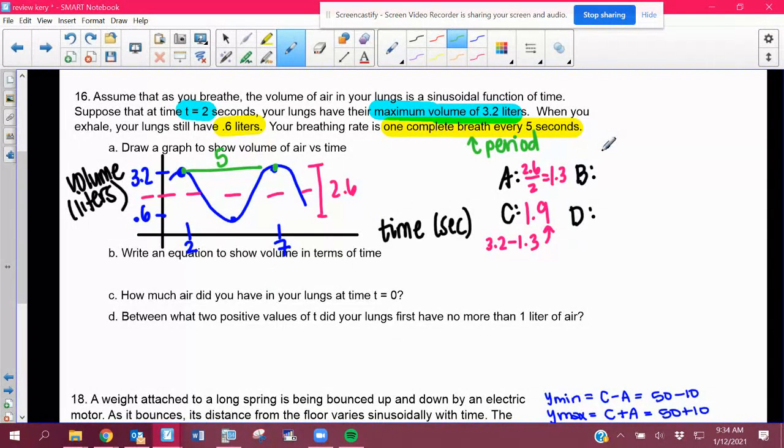So for my B value, I'm going to take 2 pi divided by 5. You can simplify if you can. That one won't simplify. I'm just going to leave it like that. You could use 360 if you wanted to. Just make sure your calculator's in the correct units.